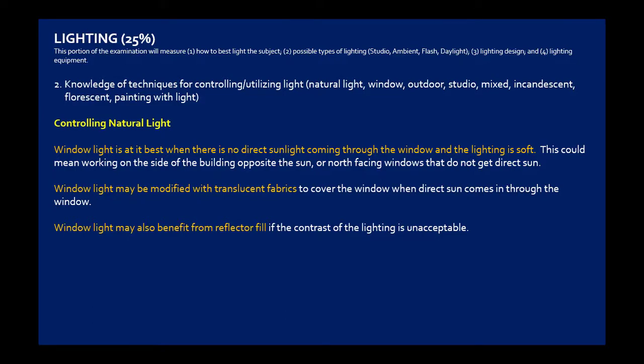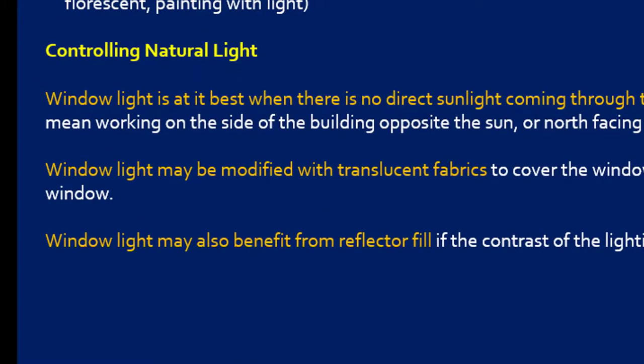A window light could also be modified with translucent panels. You could put the panels up inside the window. You can actually set the panels up outside the window to filter that sunlight if it's coming in through the window. You'll see that in a lot of photography studios where they've got panels set up inside their window. Curtain shears will kind of do the same thing.